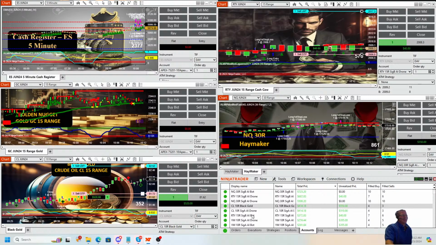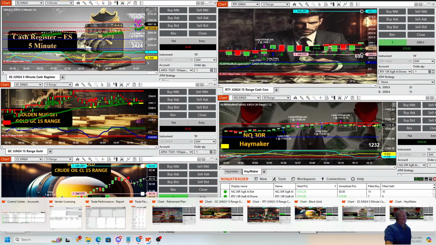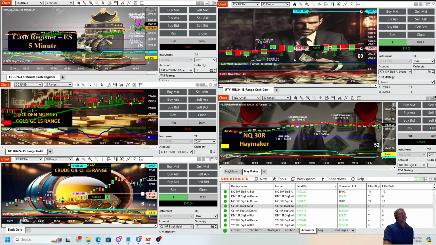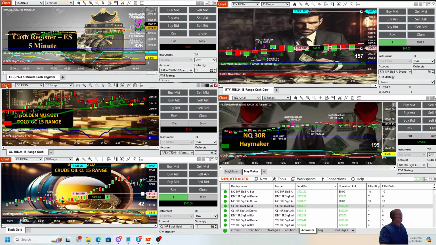So let's take a look at gold. What has gold done? One we haven't looked at yet is the Dow Diamond. Might be right behind here.